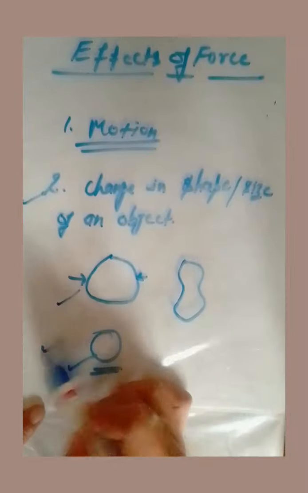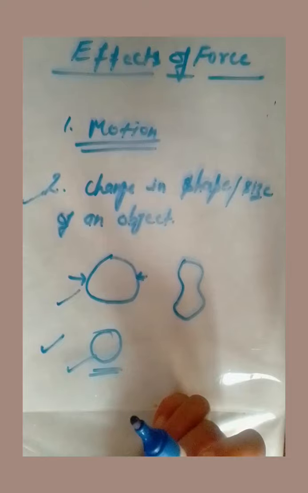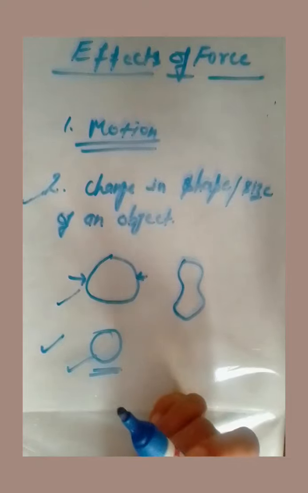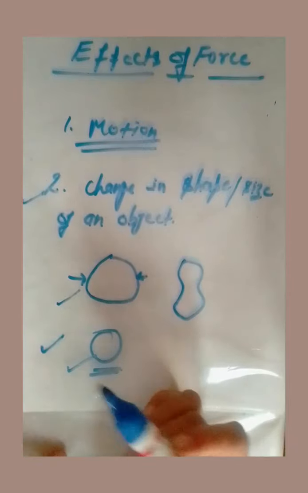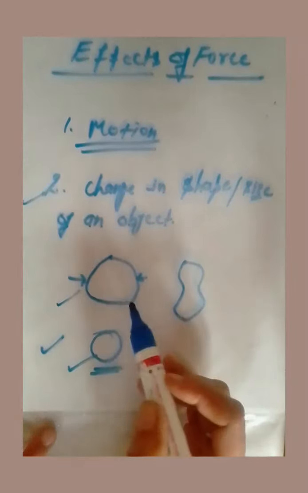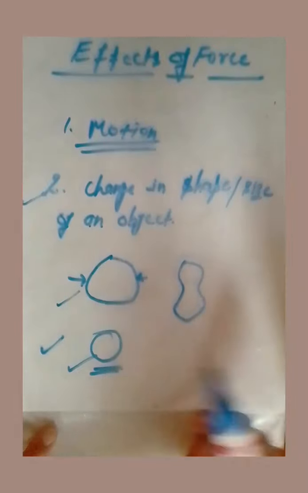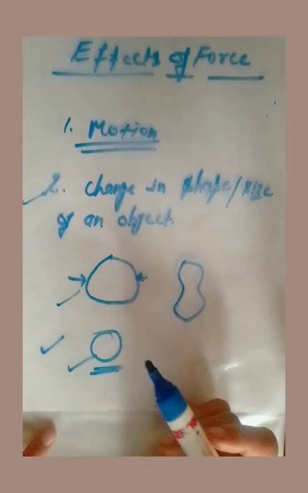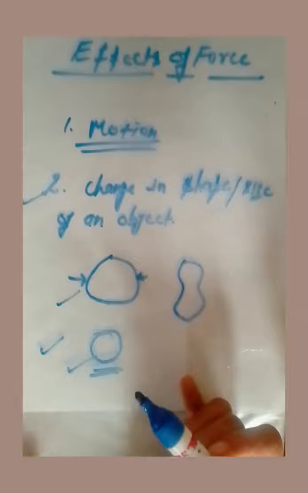From these two activities, we can conclude that whenever we change the shape or size of an object, it means we have applied force on it. Or we can say, when force is applied, there will be a change in the shape and size of the object, right? So these are the common observations we have seen.